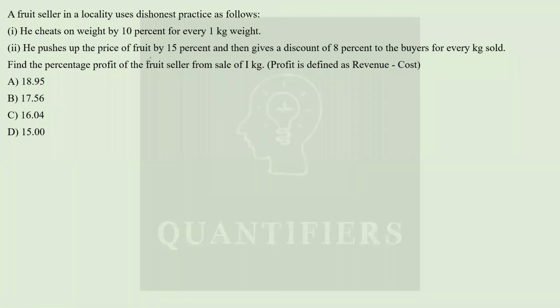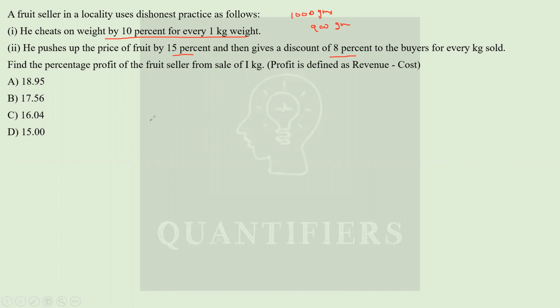Now, I hope all of you understand the meaning of this line. He cheats on weight by 10% for every 1 kg weight. So that means instead of giving 1000 grams, he is giving only 900 grams, right? So instead of 1 kilo, he is giving only 900 grams. Further, it is given he pushes the price by 15% and gives a discount of 8%.